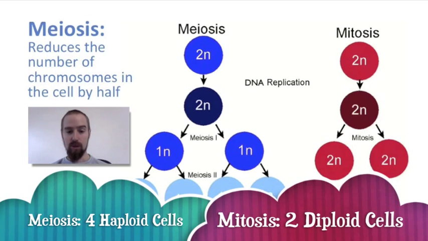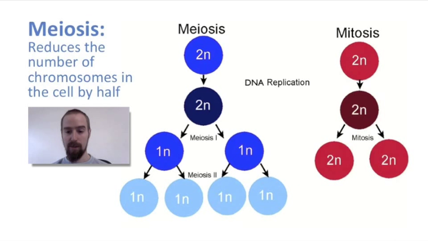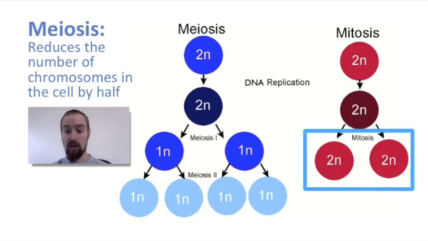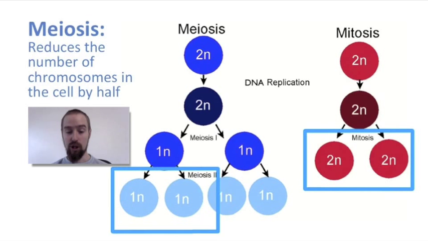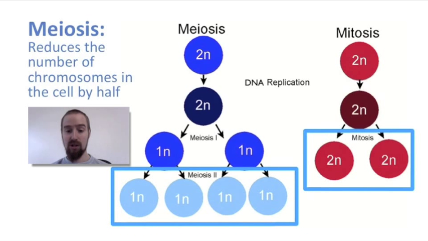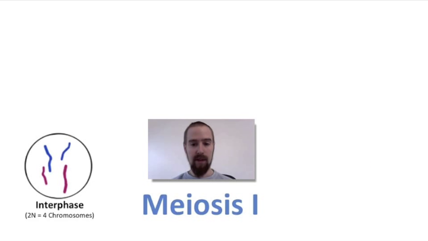The major differences between mitosis and meiosis are depicted here in this figure. Whereas mitosis results in the formation of two diploid cells, meiosis results in the formation of four haploid cells. Let's take a look at how this works. In many ways, meiosis is kind of like mitosis times 2, but there are some subtle and significant differences as well. Here on this slide, we see the first half of the process, called meiosis 1.